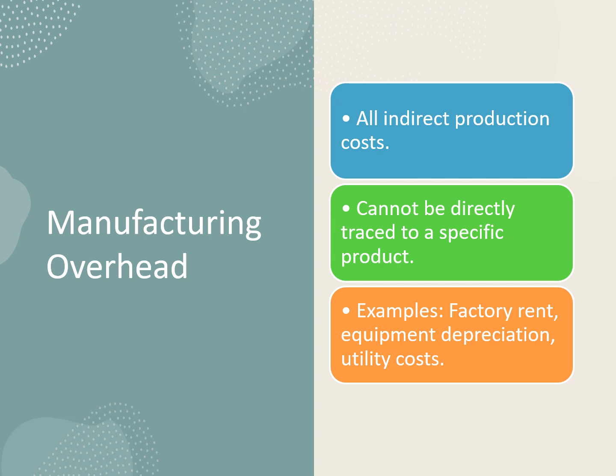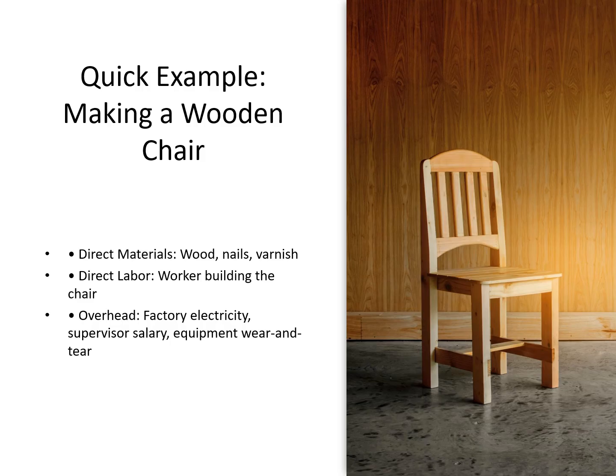Now, manufacturing overhead covers all the other production costs that can't be traced to one specific unit. So this includes things like factory rent, utility bills, equipment depreciation, and even salary for the factory supervisor. These costs help run the production process, but are considered indirect because they support the entire operation and not just one unit.